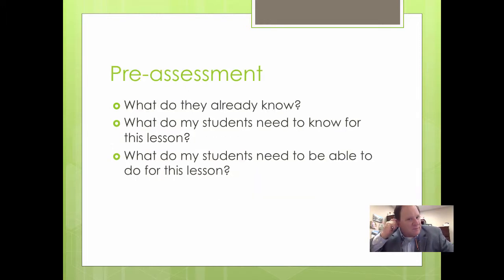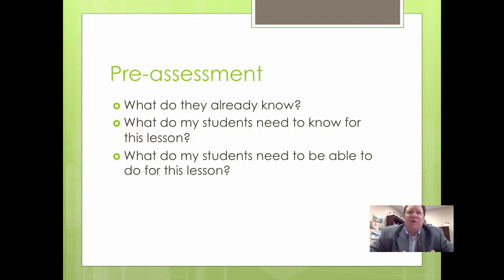So pre-assessment, what do the students already know? We set this assessment up by looking at what they need to know for the lesson that you're going to be teaching. What kind of terms are you going to be using that you have to make sure your students are aware of? In TPA, we're going to be calling that academic language.